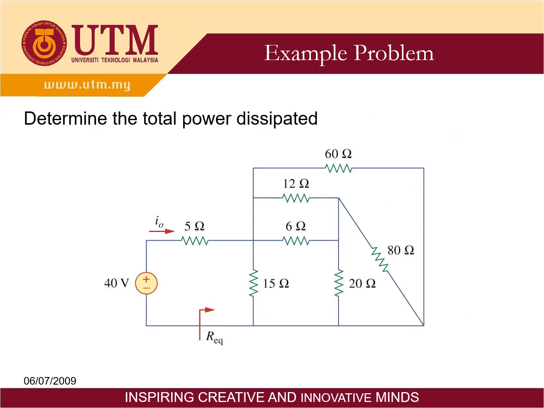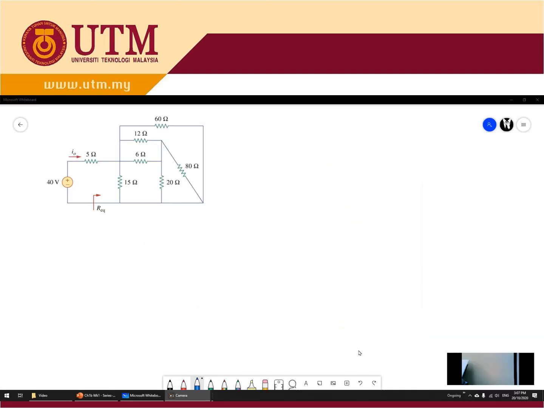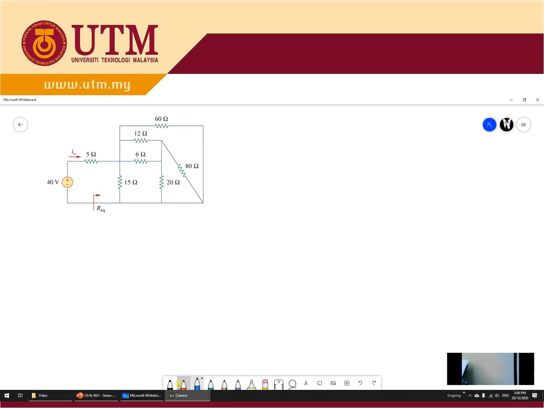Okay, for this question, you need to find the R equivalent and the power dissipated. To solve this, you of course first find the simplest form. As you can see here, this one and this one start and end with the same node. This one is in parallel. This one also starts and ends with the same node, so this one is also in parallel.